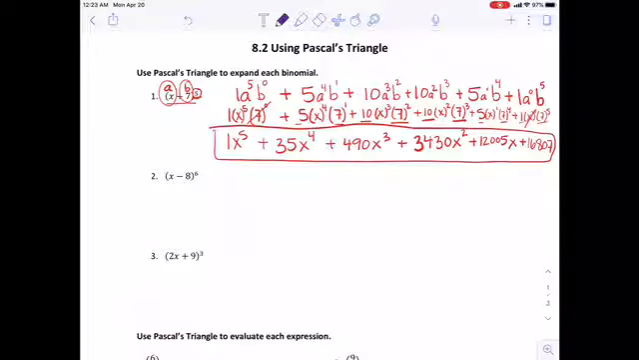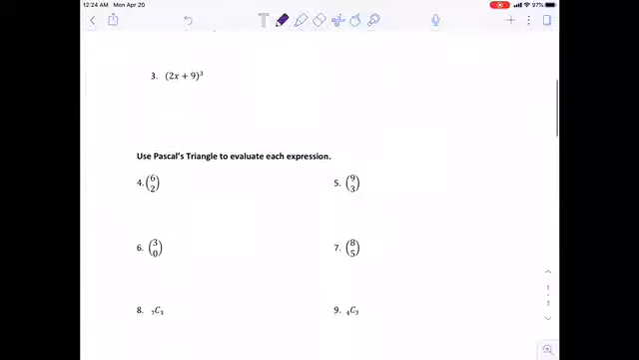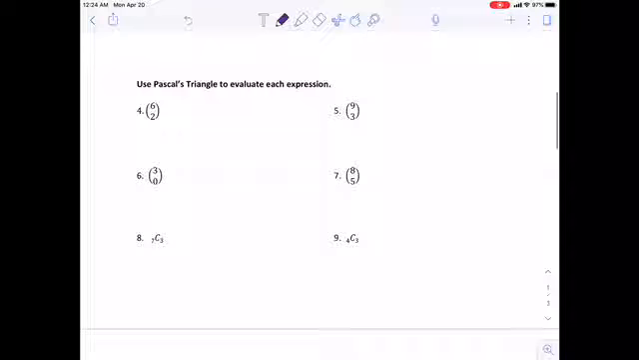Today we're looking at 8.2 using Pascal's triangle. In my last video we talked about problems 1 through 3, which is using Pascal's triangle to expand a binomial. Now we're going to use Pascal's triangle to evaluate each expression.